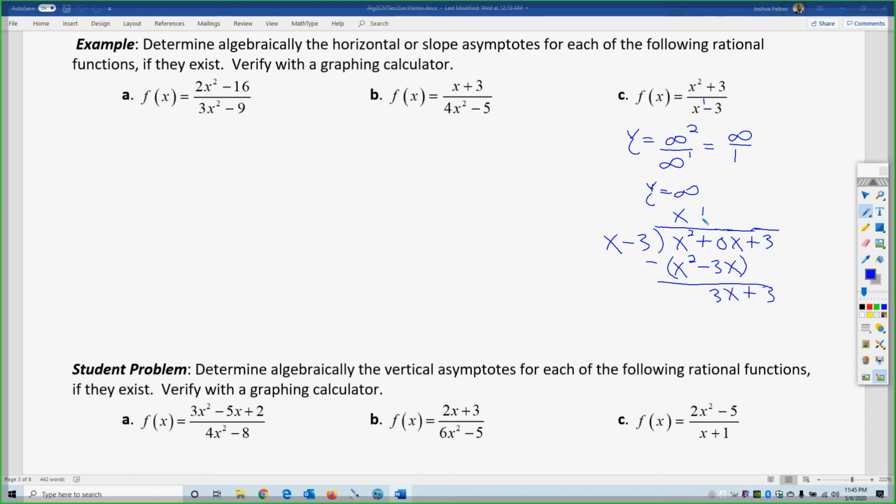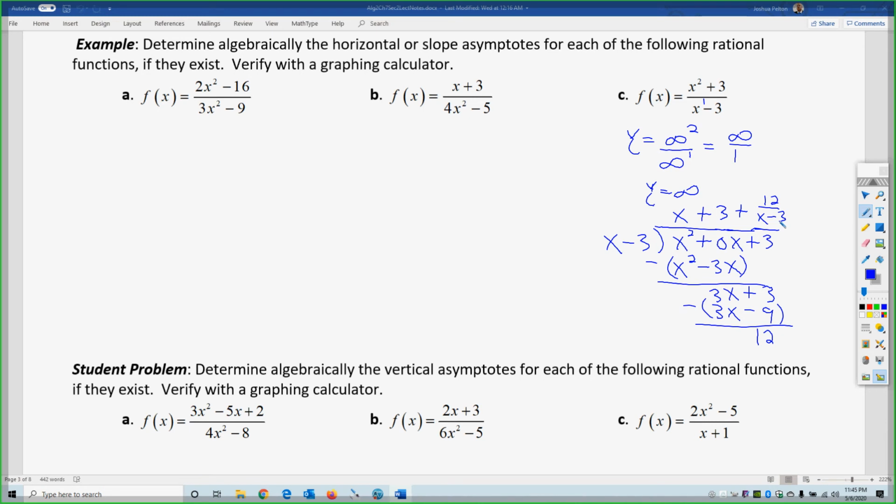So my next term is plus 3. So that gives me 3x minus 9 when I multiply. So I'll subtract. So that gives me a final constant remainder of 12. So plus 12 over x minus 3.